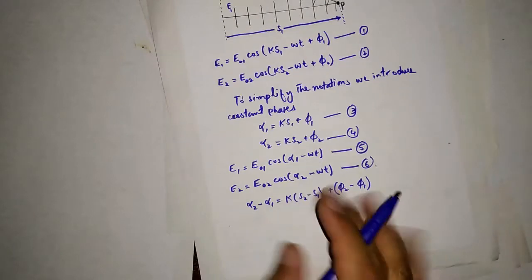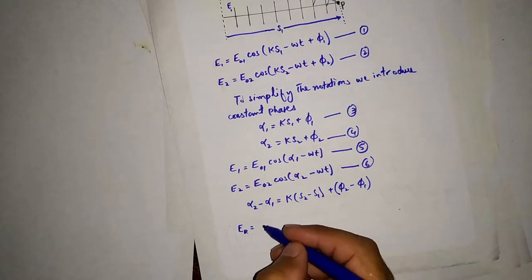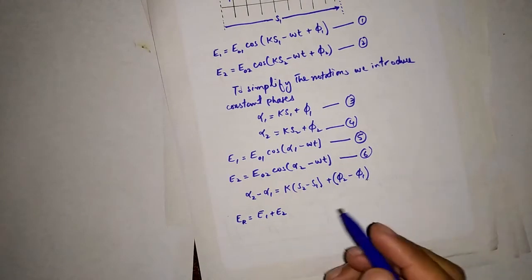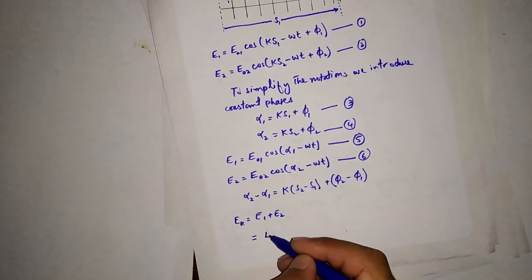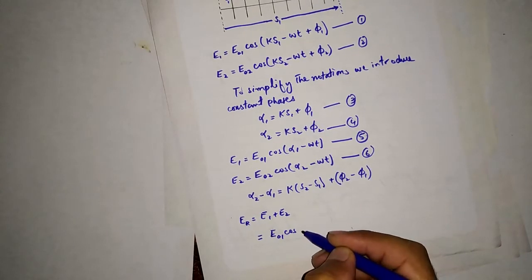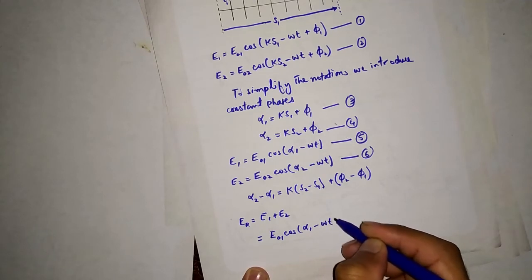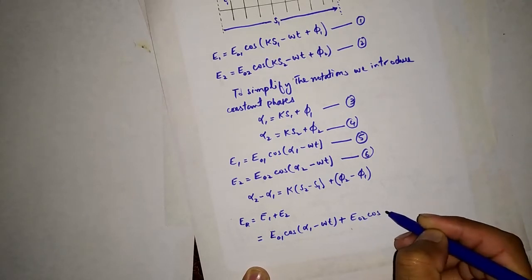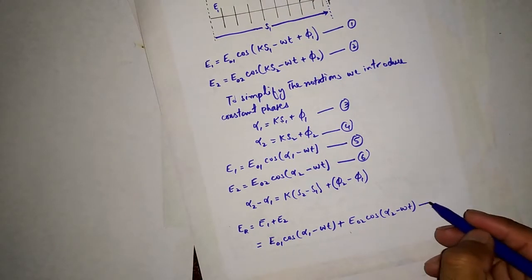The resultant wave will be of the form ER equal to E1 plus E2, and this will be equal to E0 1 cos of alpha 1 minus omega t plus E0 2 cos of alpha 2 minus omega t. This is equation number 7.